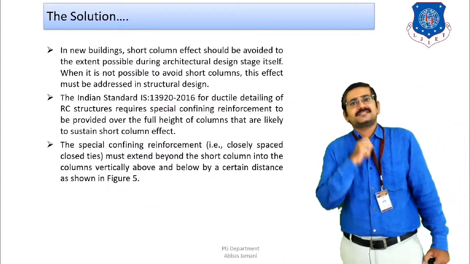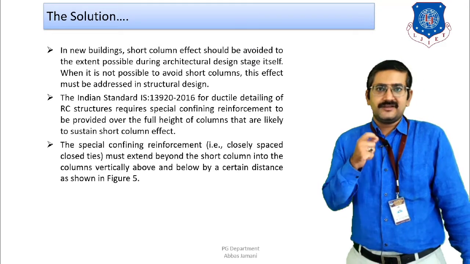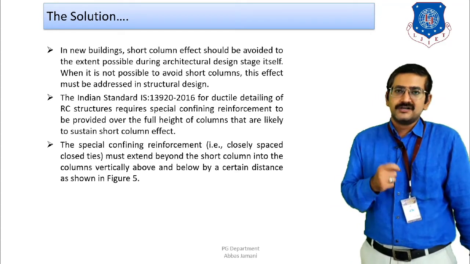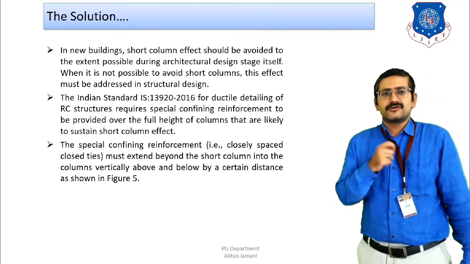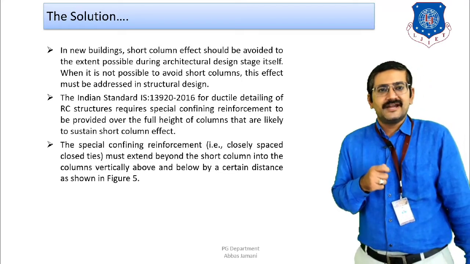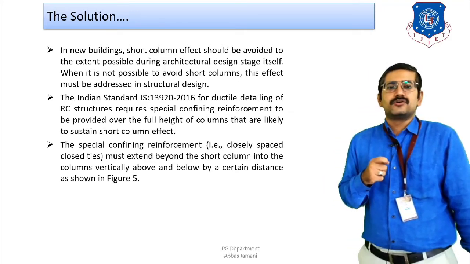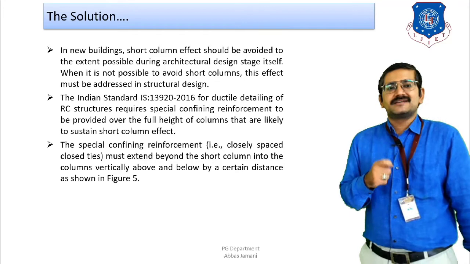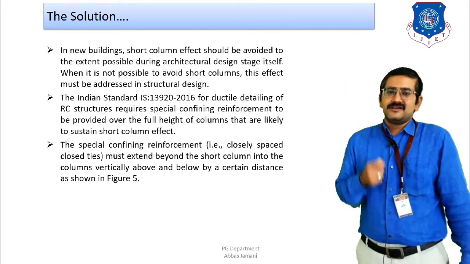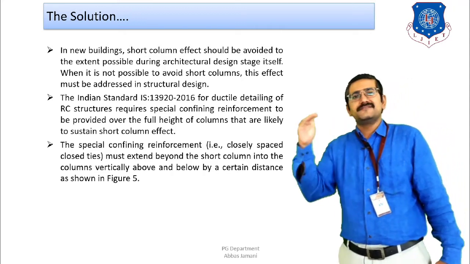So now the next question is, what is the solution to this particular problem? We have understood the problem, we have understood the behavior. Now the question is, what solution can we offer to avoid the presence of short column effect in the building? That is, in a new building, the short column effect should be avoided to the extent possible during the architectural design stage itself. When it is not possible to avoid short columns, the effect must be addressed in structural design as well. That is, when the elevation of the building is being finalized, when you have the section of the building wherein the floors or the levels of the different slabs are shown.